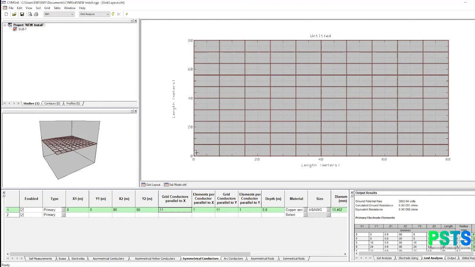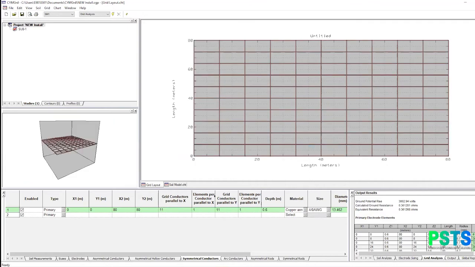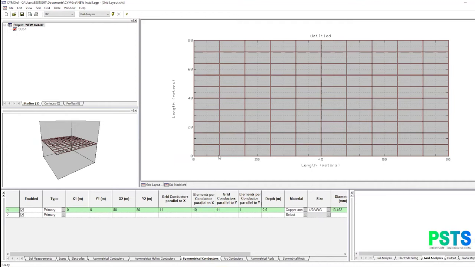So what about this element here? Because this is connected here, there's a connection here, there's a connection here. So connection here, or all the T's, right? In rectangular shaped grids this is always the number of conductors parallel to X minus one. So this would be 10. So I have how many elements? 1, 2, 3, 4, 5, 6, 7, 8, 9, and 10. So that will be 10.